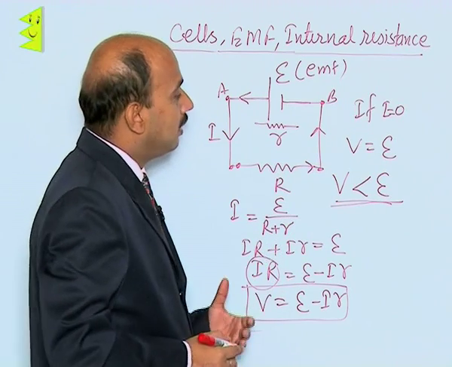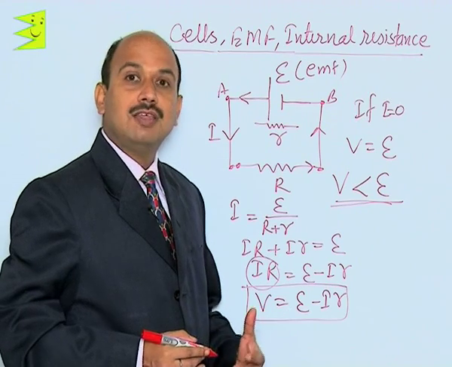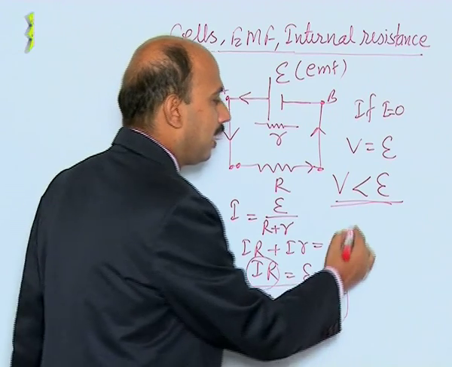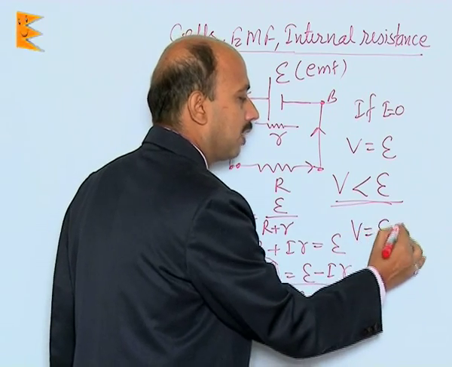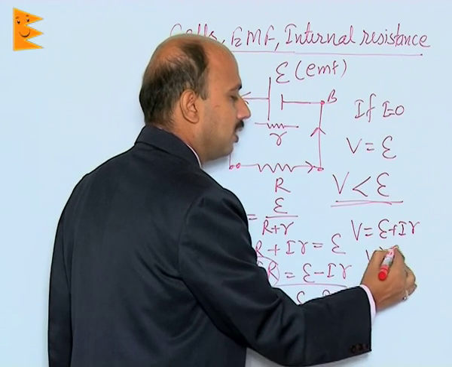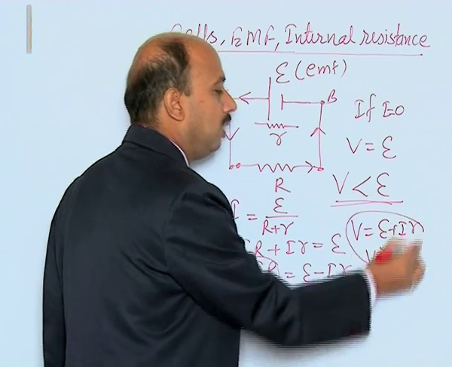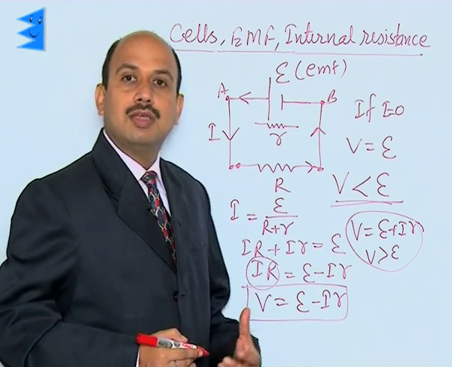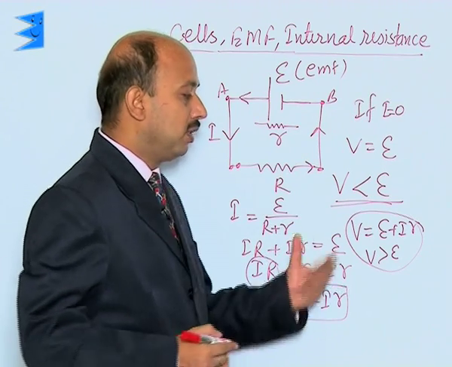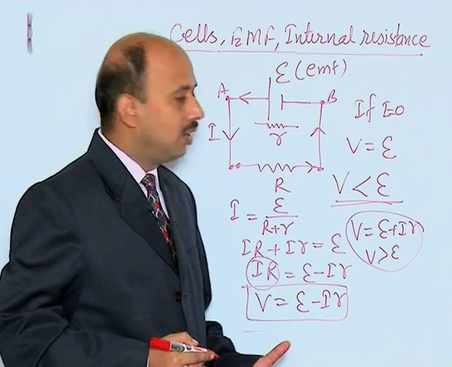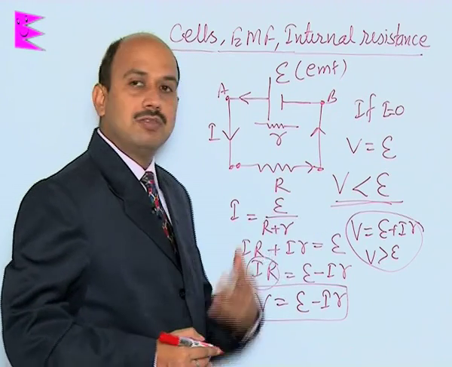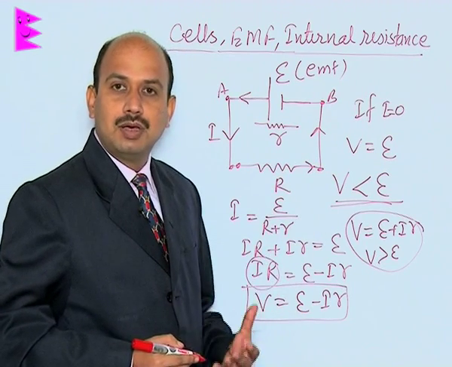Suppose the current is not being drawn from the cell but the cell is being charged, then we can write V is equal to EMF plus Ir, and in this case V is greater than EMF. So, when the cell is being charged by putting any external source, the terminal potential difference is greater than the EMF of the cell; otherwise the terminal potential difference is less than the EMF of the cell.